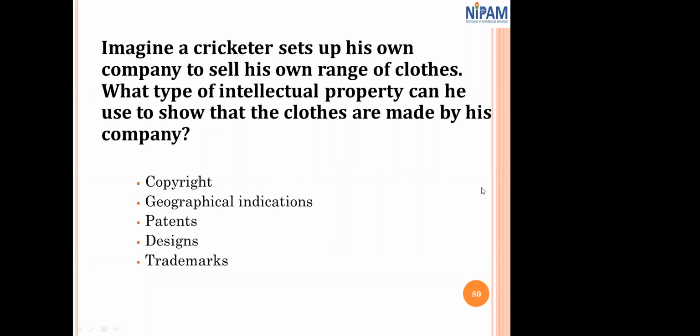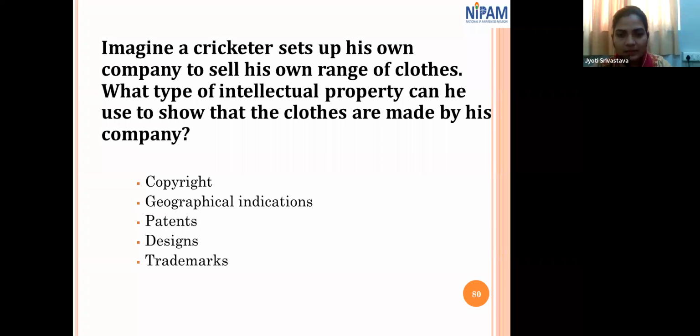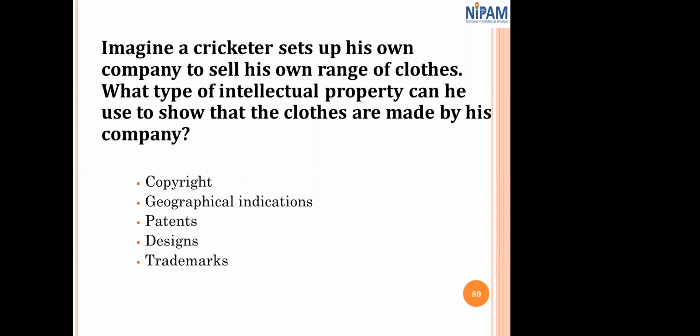Imagine a cricketer sets up his own company to sell his own range of clothes. What type of IP can he use to show that the clothes are made by his company? Participant said, sir, trademark. Right. Look, it is a particular individual. It will definitely come under trademark because that's a brand name associated with that cricketer. For example, Being Human. Right. We all know who made that.